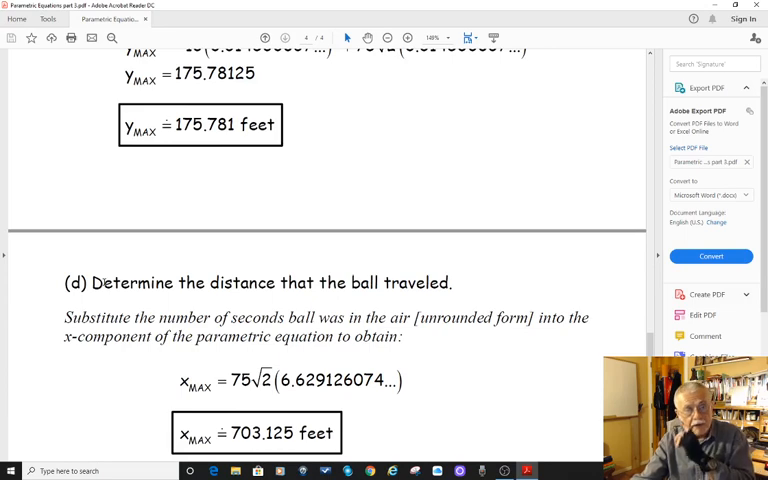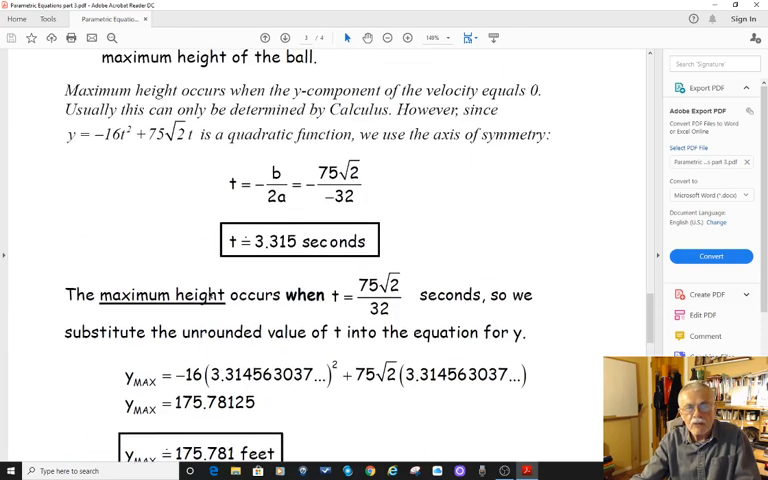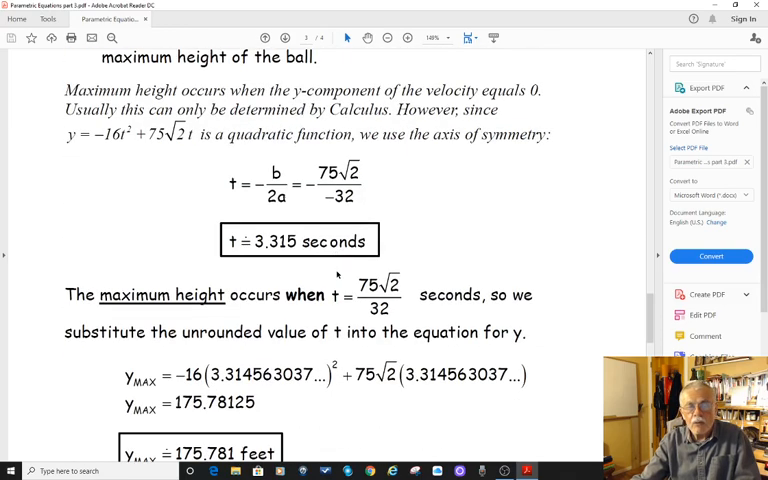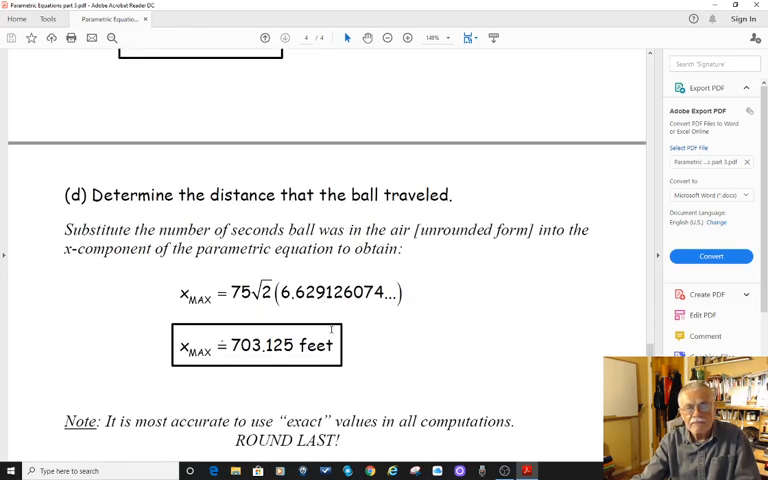Okay, last part: determine the distance the ball traveled. Well, once again, it's going to travel until the y value equals 0. And we computed the time when y equals 0 right here. T is approximately 6.629 seconds, or this is the exact value. What we're going to do is put that in our calculator, and again we're going to use this value with the dot, dot, dot, because this is the value the calculator had.